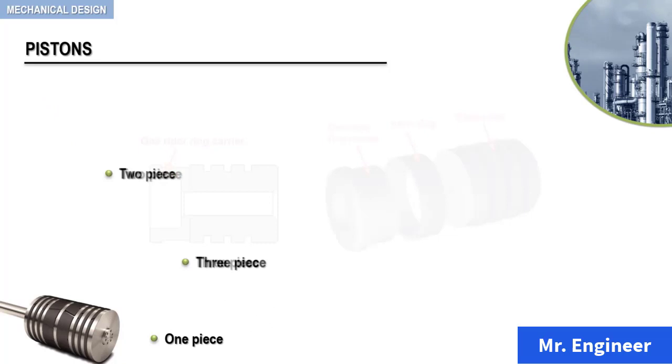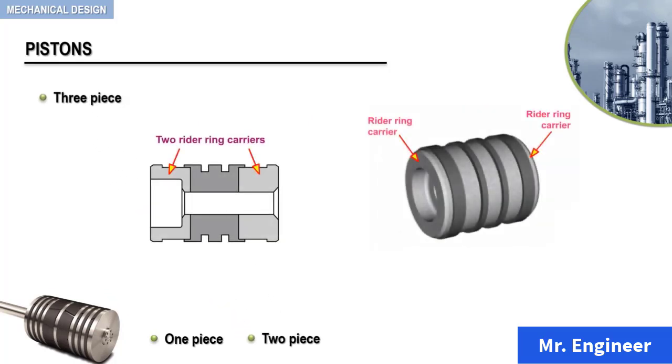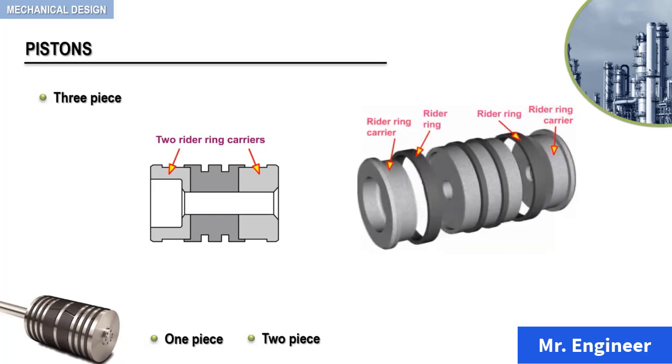Finally, in the three-piece arrangement, the piston, as shown here, has two rider ring carriers and one piston ring carrier. Band-type riders can be directly installed into the piston grooves. Here, pistons are made of aluminum or cast iron. An exploded view of this type of piston is depicted here.